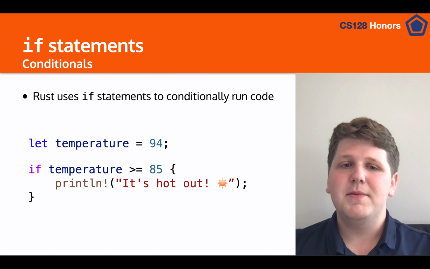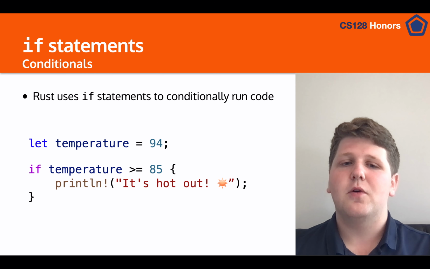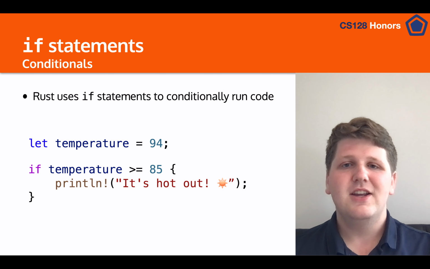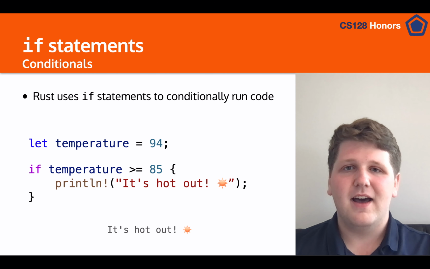Rust uses if statements to conditionally run code, and what that looks like is just like below. So we declare a variable and then we create some sort of condition or Boolean value. In this case, we're saying if the temperature is greater than a certain temperature, then we are printing that it's hot out. And for those of you who were here on campus last week, you'll know that it was very hot out last week. So in this case, it's going to print it's hot out.